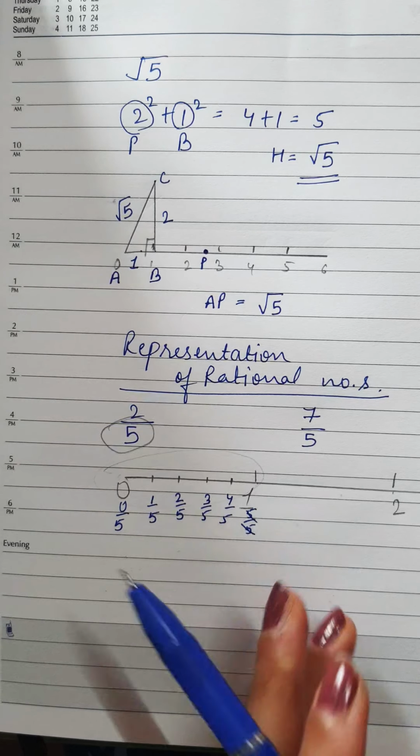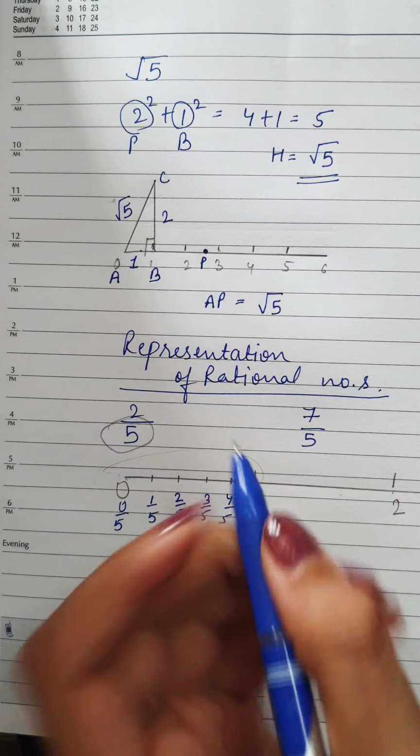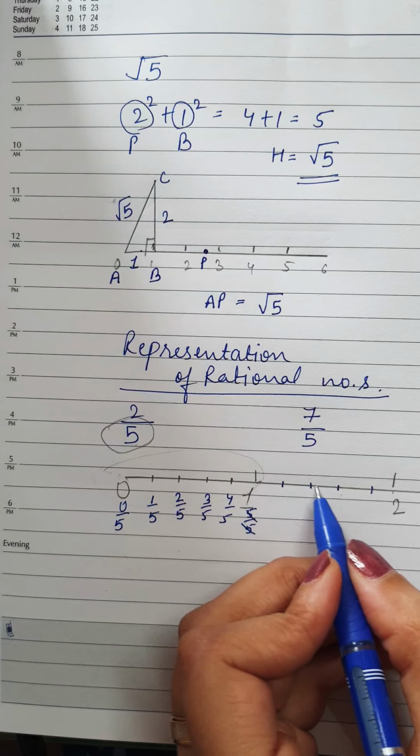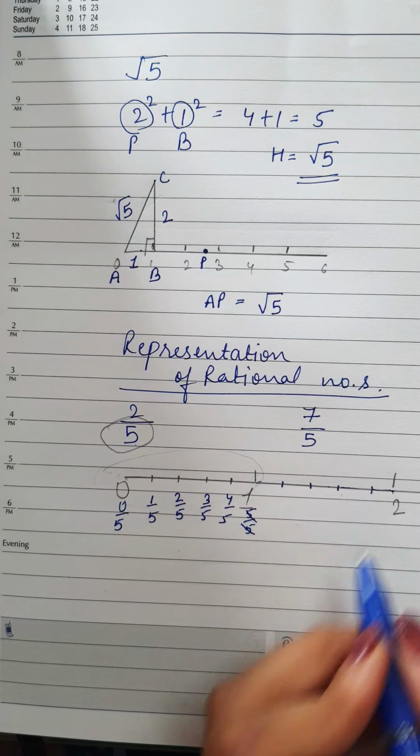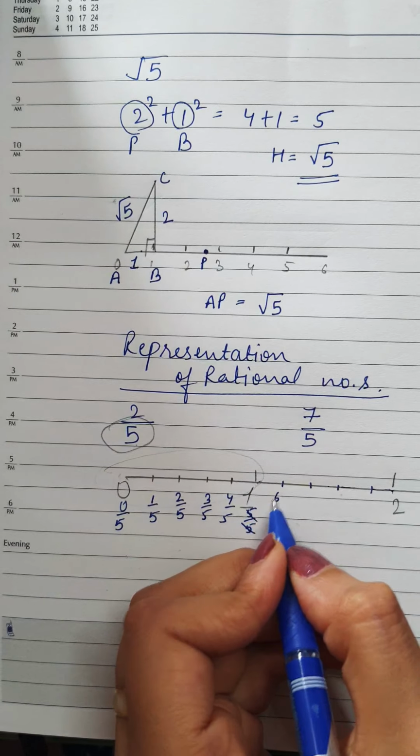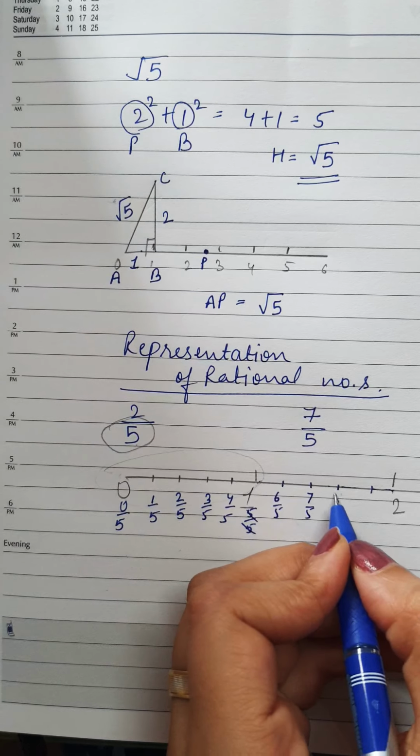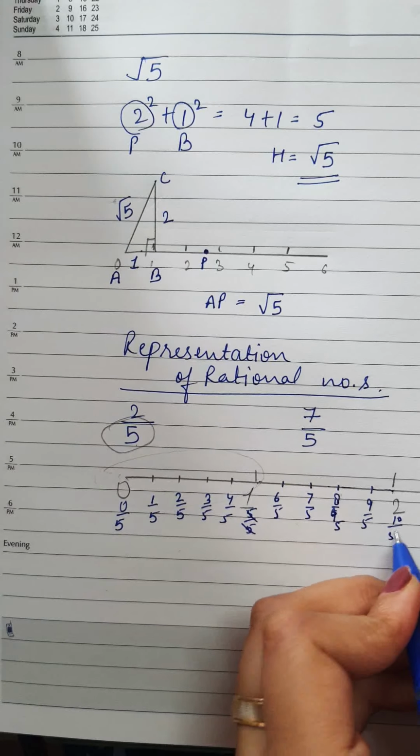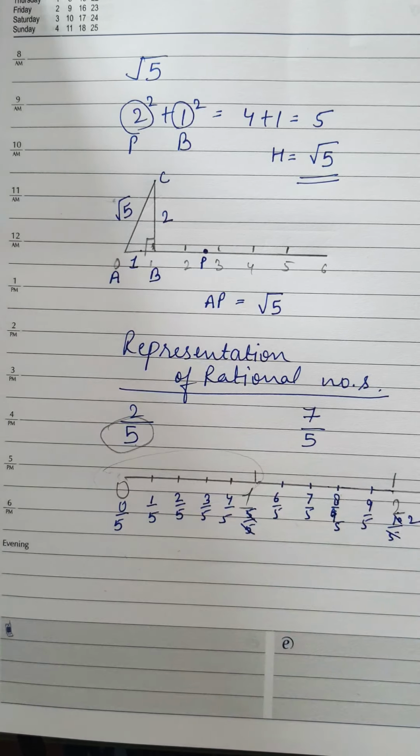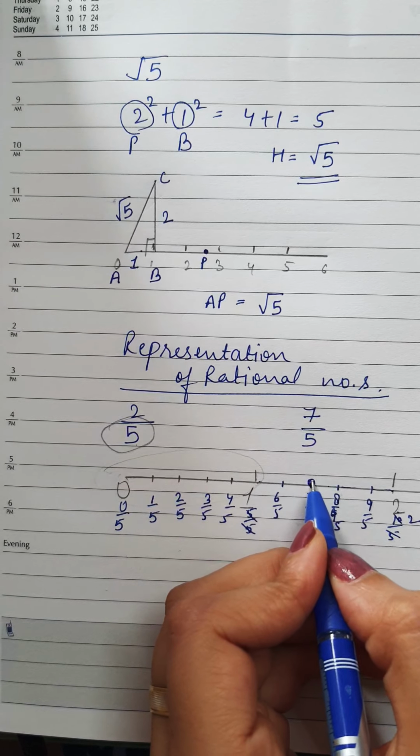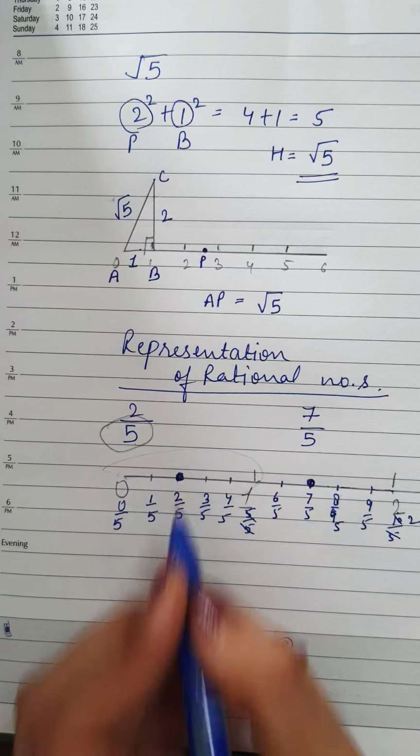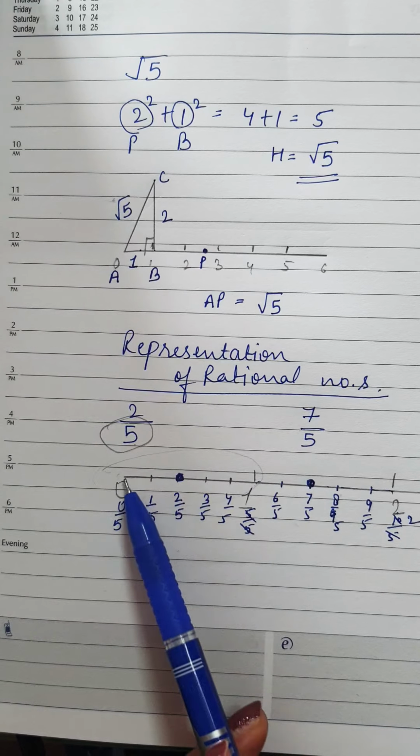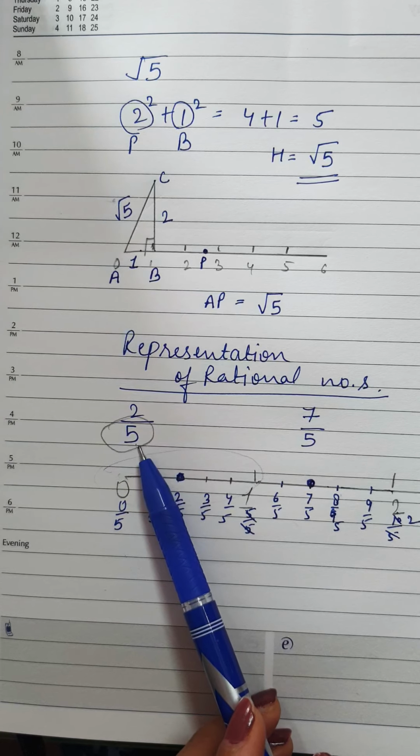Understand? Now suppose if I had to draw 7 by 5 on the number line. So after 5 by 5, the second compartment also I had to divide into 5 equal parts. So after 5 by 5, 6 by 5, 7 by 5, 8 by 5, 9 by 5, then 10 by 5, ultimately will be 2 by default. So 7 by 5 is here and 2 by 5 is here. So we need to look at the denominator and we need to divide all the compartments into that many parts.